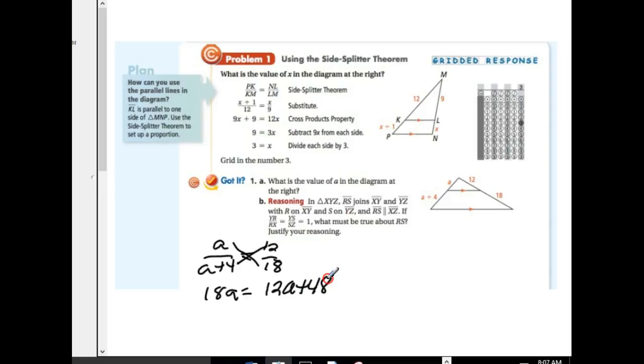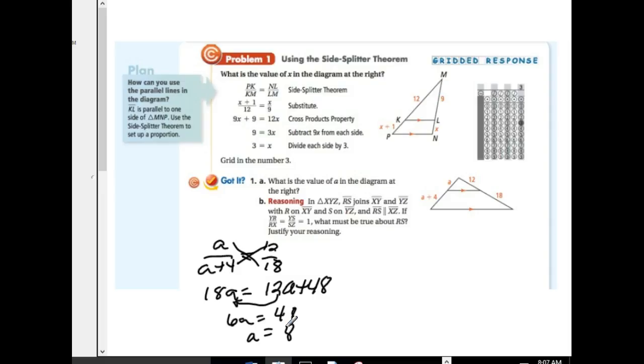Okay. Now, if I get my a's together, if I subtract that 12a over to this side, I end up with 6a equals 48. Divide both sides by 6, and a is going to be 8. So we end up with the a value being 8 on this particular problem. Okay. Now, the other one is just a thought question.